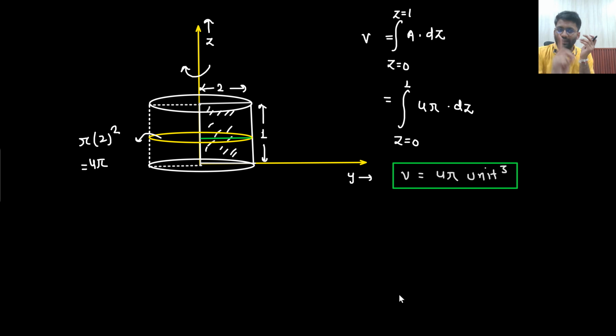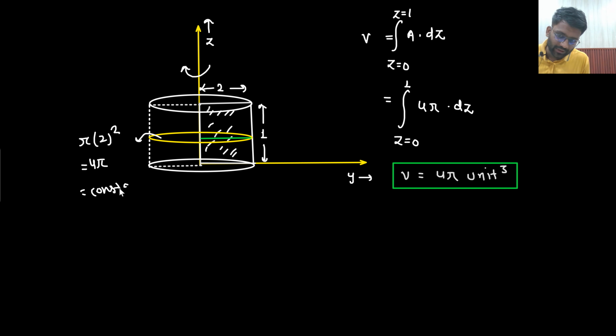Since I have rotated in this manner, what will I get? I will get a circle kind of structure. I will get circles everywhere. So in between I can assume a circle. If I assume that particular circle, do I know its surface area? Yes, sir. The surface area is constant, which is 4 pi.